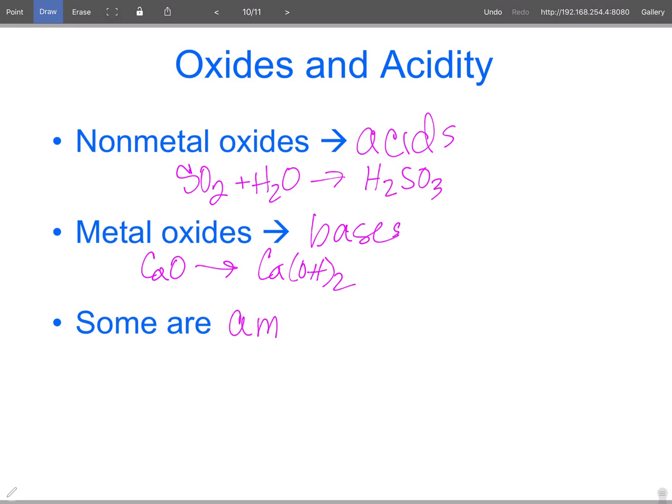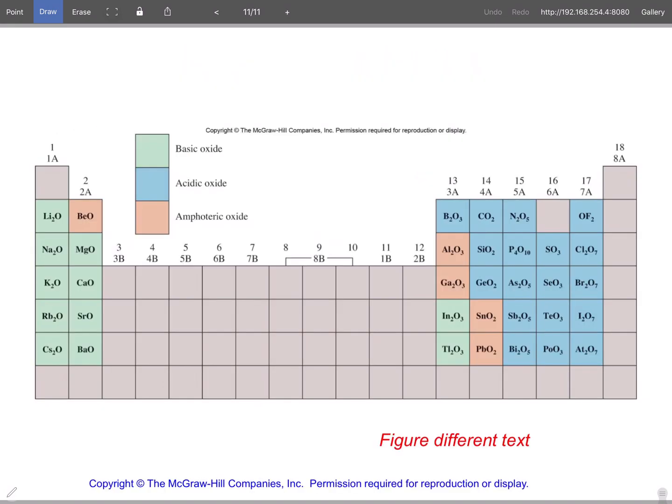And some are amphoteric. This was like aluminum and a number of the other ones. And a lot of the amphoteric ones tend to be around the zigzag line, but I am most concerned with your ability to identify the oxides here. Okay, and here is a figure from McGraw-Hill, which you remember, here's your zigzag line. So these tend to be amphoteric, but mainly go with the acidic and basic set.